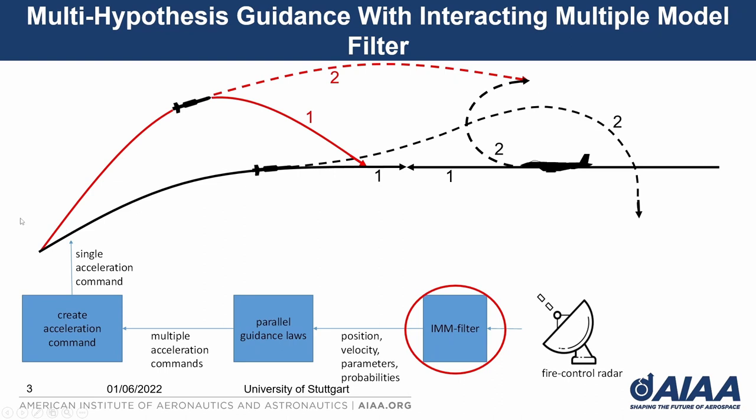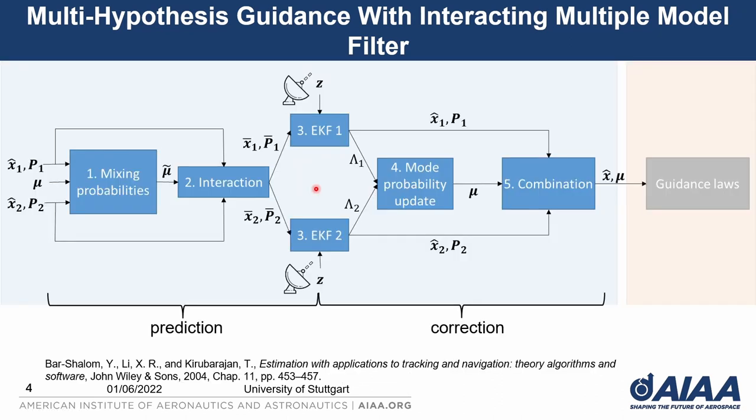Now let's take a look at the interacting multiple model filter. It consists of multiple extended Kalman filters that are run in parallel. Each extended Kalman filter represents its respective hypothesis for the target behavior. Starting with the last estimate for the state x hat, the covariance matrix P, and the mode probability vector mu, the mixing probabilities are calculated, and then with its help, the new predictions for the state x bar and the covariance matrix P bar can be calculated.